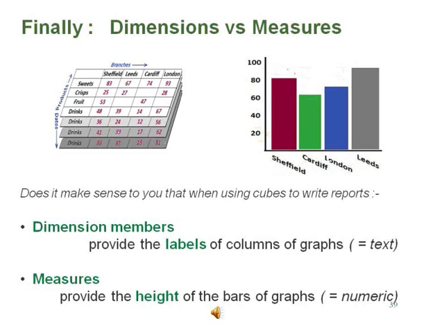How many things were sold in Sheffield? How many things were sold in Cardiff? How many things in London? How many things in Leeds? So the distinction between something being numeric and something being text is important.